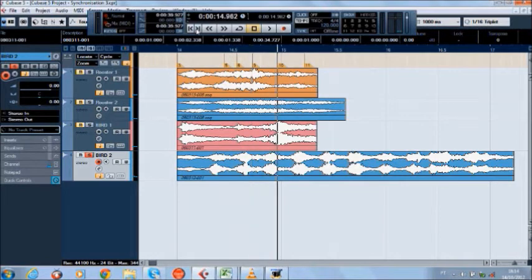Here, this one, and this one. So the end of the fifth sound of the bird 2 and the beginning of the third sound of the rooster 2.